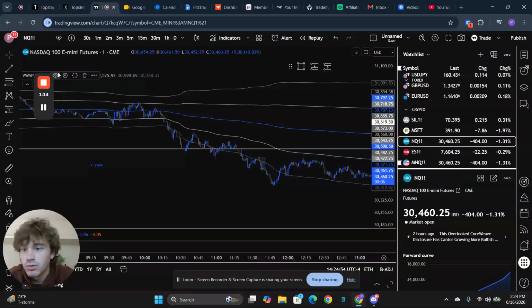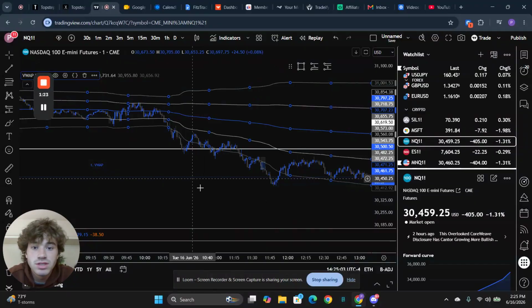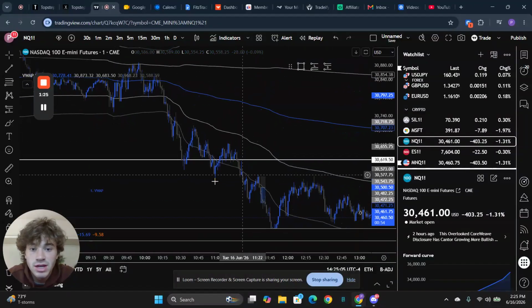We have this right here. We go to settings, boom. I don't know why it looks like this, but I have the upper band, the lower band, and the second upper band, second lower band. As you can see, price likes to play around in these areas, right?